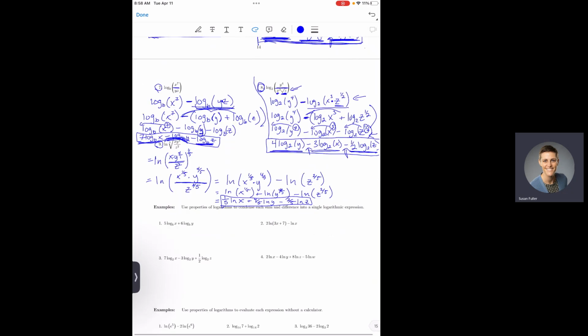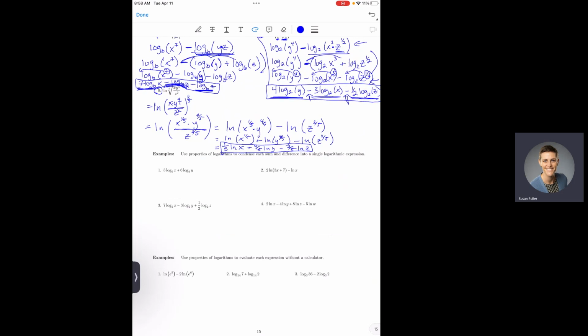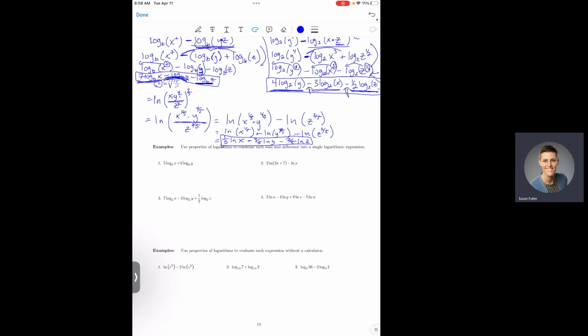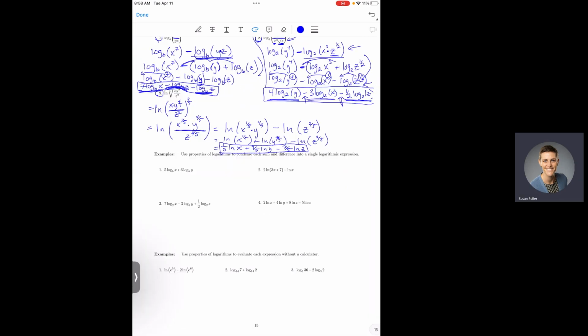So we are going to use those ideas and we are going to work backwards. What if we start with a sum or difference of separate logarithms and we need to condense those down into a single logarithm with a more complicated thing on the inside? Okay, so we're working backwards.